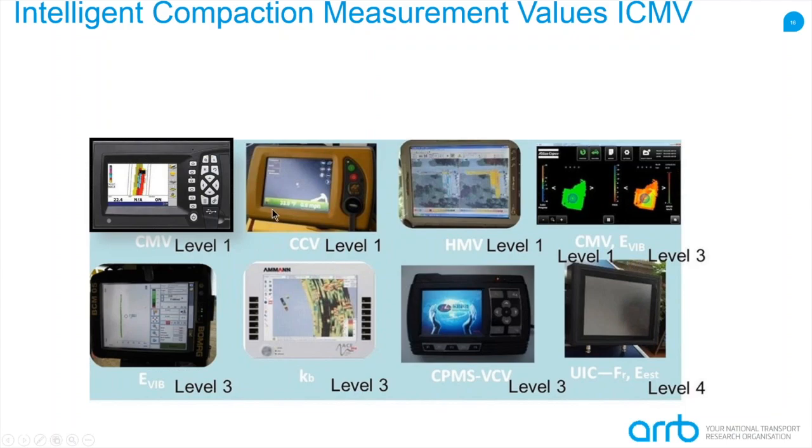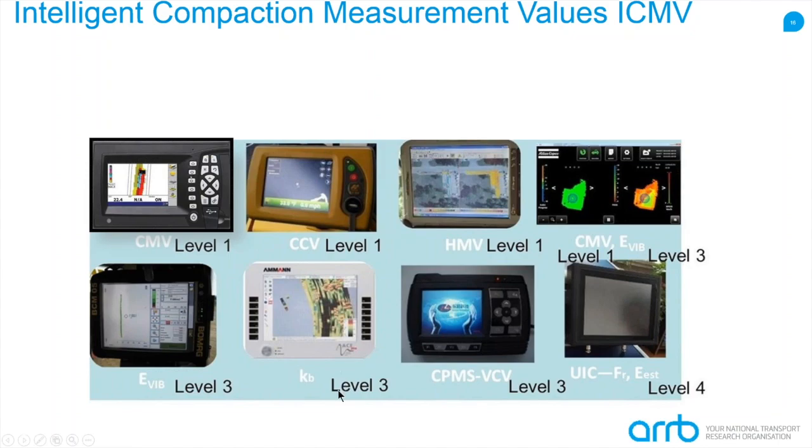It's called machine drive power, MDP. That's based on power index. And the level 3 is the next generation. It's called EVI on the upper right corner. That's a vibration modulus. And also in the left corner here is another EVI from BOMAC and also being used by Dynapac.